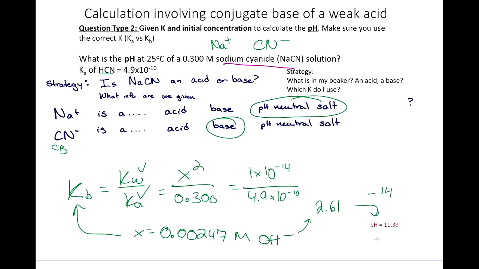Let's check ourselves. CN- is a what? What did you put in water? It's a base. And the pH is acidic. It's basic, I don't know my brain. Yes, it's basic. 11 point whatever is basic. So that's all consistent.